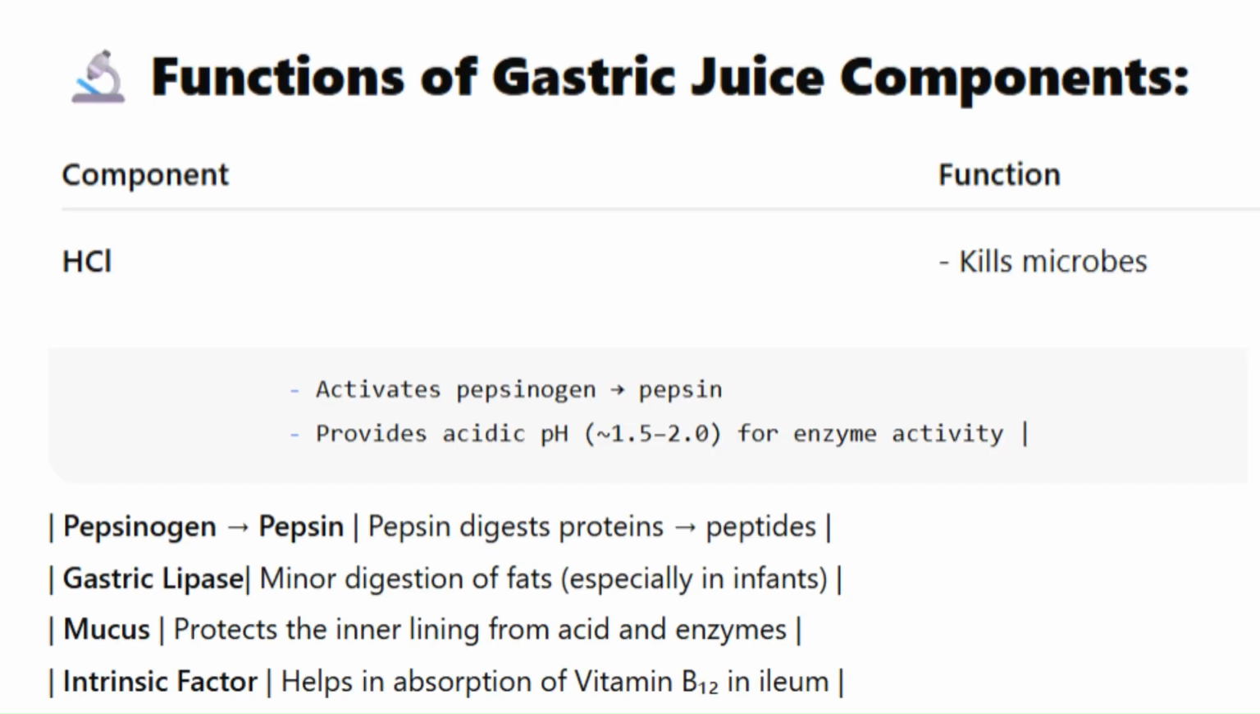Functions of gastric juice components. Component, function. HCl kills microbes, activates pepsinogen to pepsin, and provides acidic pH, 1.5 to 2.0. Enzyme activity: pepsinogen, pepsin. Pepsin digests proteins into peptides. Gastric lipase, minor digestion of fats, especially in infants. Mucus protects the inner lining from acid and enzyme. Intrinsic factor helps in absorption of vitamin B12 in the ileum.